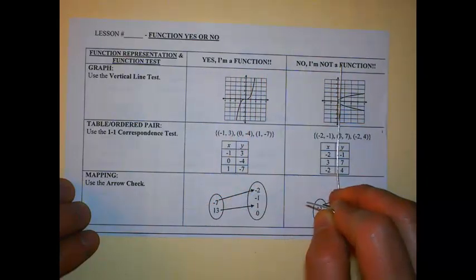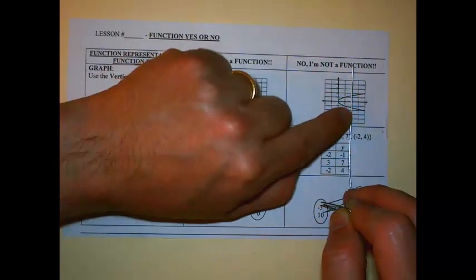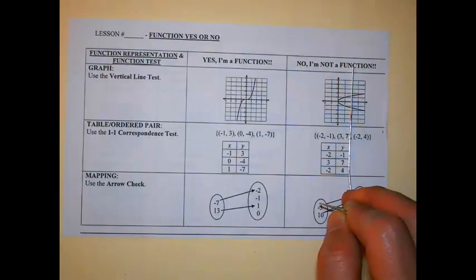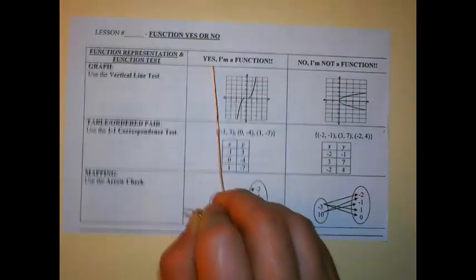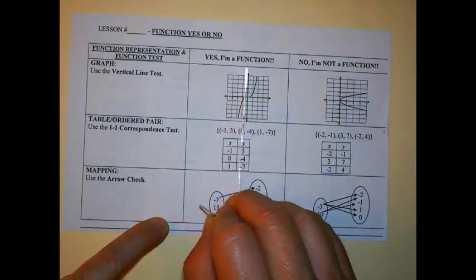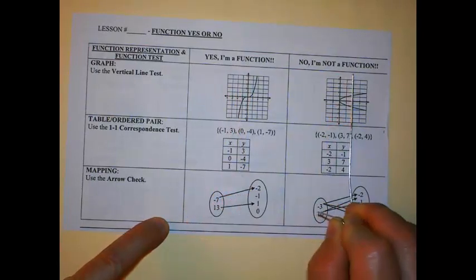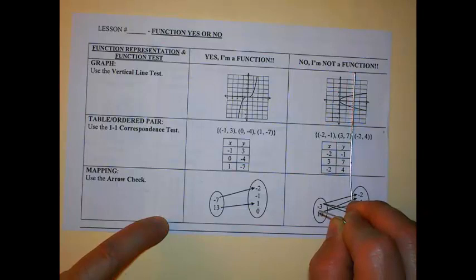Contrast that with the next graph over here where I am touching 2 points at a time, so therefore this second graph over here is not a function. This is a function because it only touches 1 point at a time. This is not a function because I'm touching 2 points at the same time.